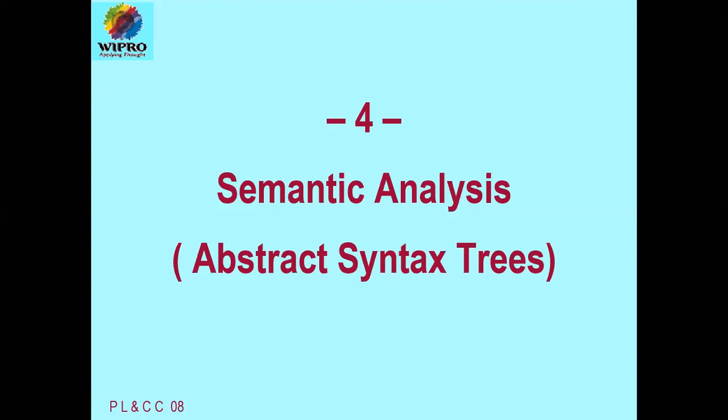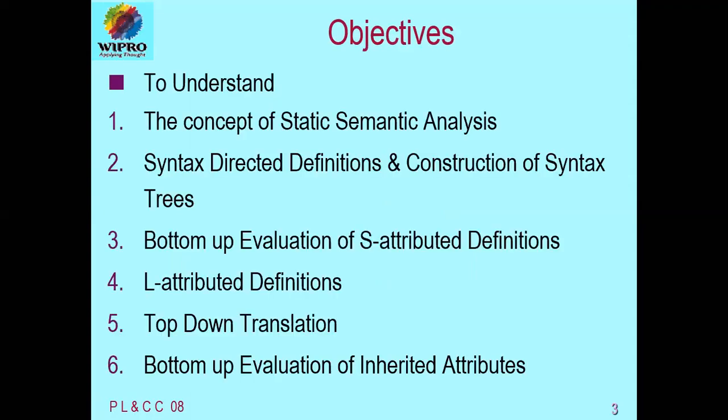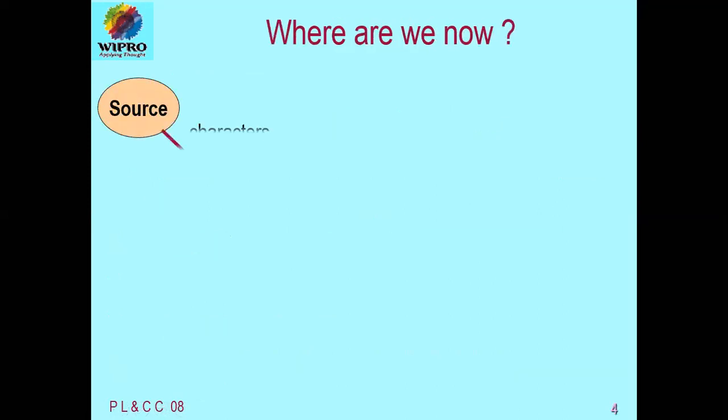Fine. To start with, where are we now? This is the objective: static semantic analysis, and we are not talking about anything regarding dynamic semantic analysis. We will mainly discuss two things here: bottom up evaluation, which is S attributed evaluation, and top down evaluation, which we call L attributed evaluation. These are the two major things we are going to learn from this chapter. We shall see the objective in a clear, specific manner. Right, this is what is important.